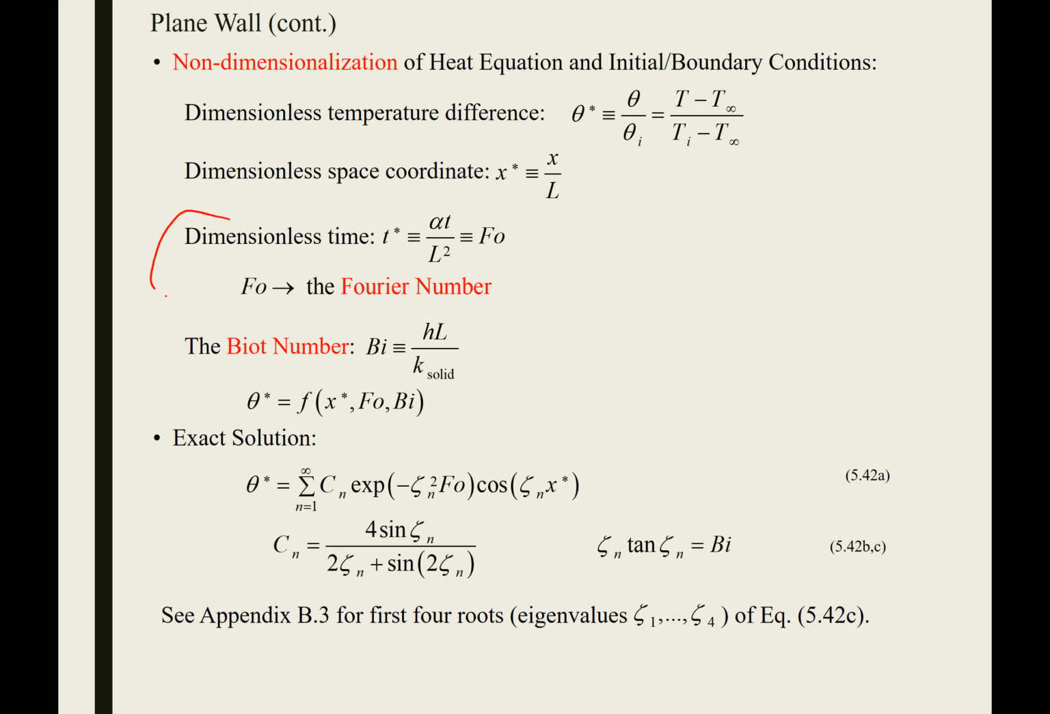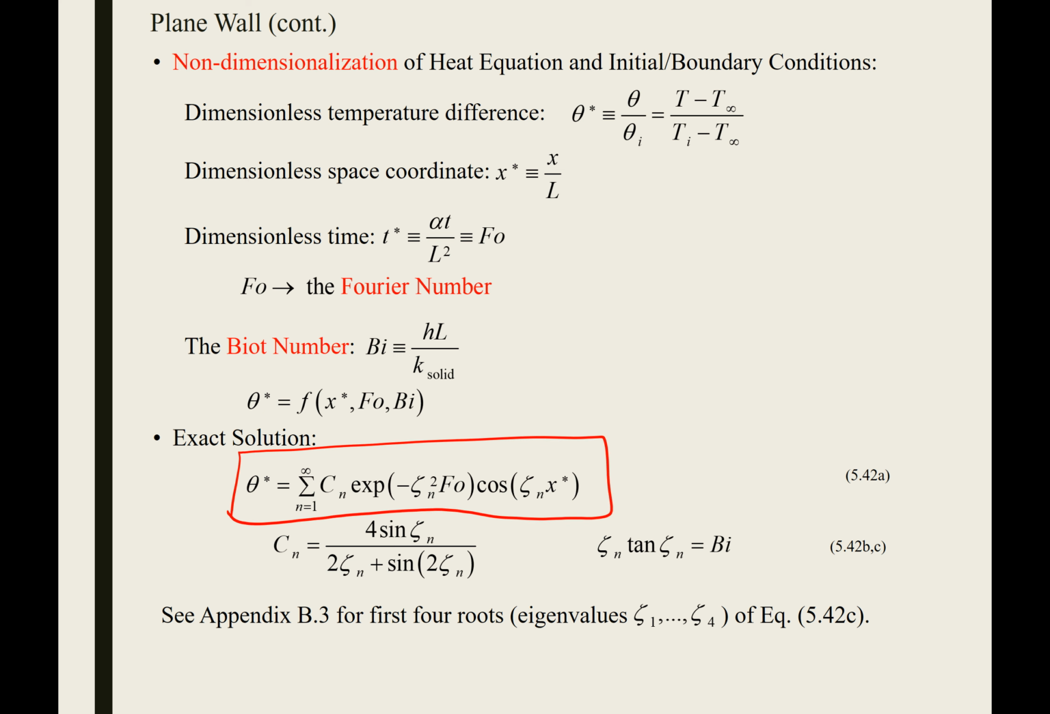We also define a dimensionless time, which is alpha, our thermal diffusivity, multiplied by the actual time, divided by the thickness of our wall squared, and that gives us this dimensionless time, also known as the Fourier number. So a Fourier number is just a dimensionless time. We have the Biot number, which we've defined before. So we end up reducing our system in terms of these simplified variables, and we solve the heat equation. I'm not going to go anywhere near actually doing the math to solve that. This is what our solution ends up looking like.